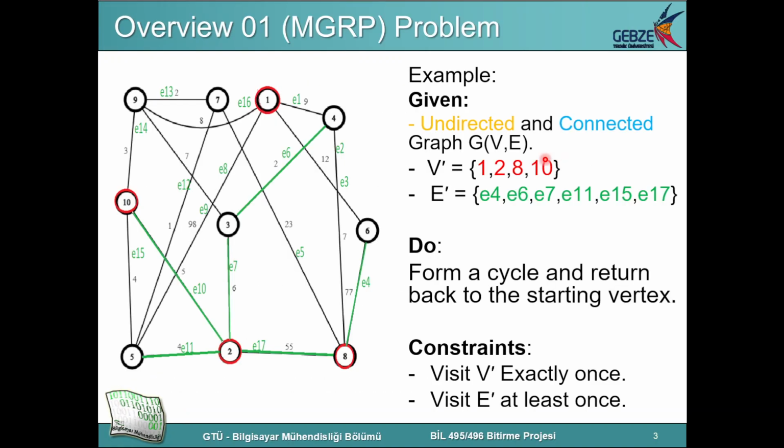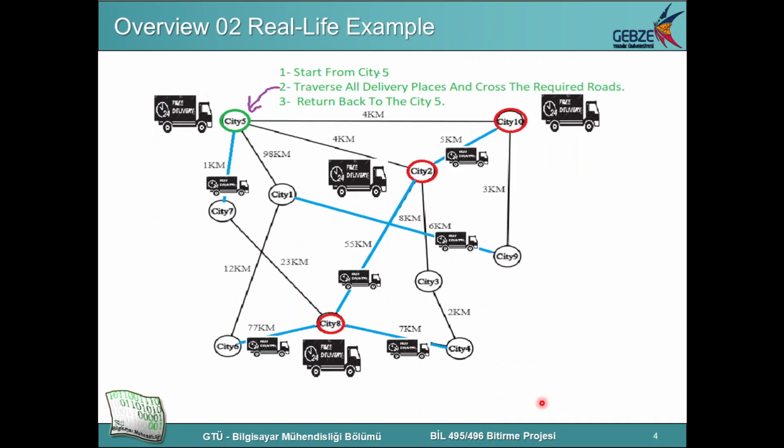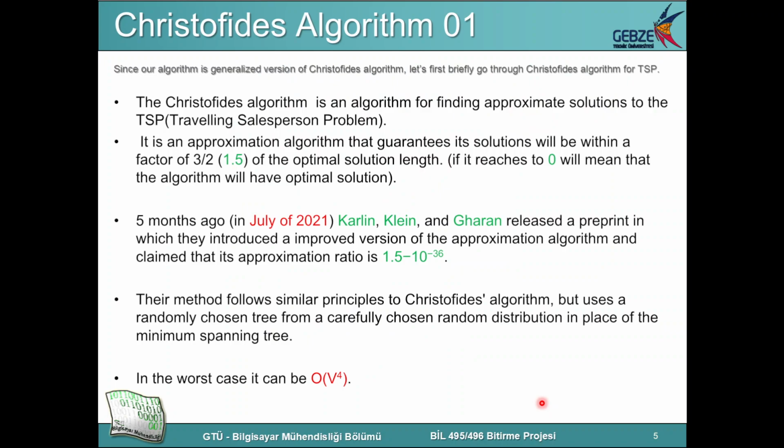As an overview, we are given an undirected and connected graph G, and V prime, which is a subset of vertices in G, and E prime, which is a subset of edges in G. We are required to form a cycle and return back to the starting vertex in such a way that we will visit each vertex in V prime exactly once and each edge in E prime at least once. This is a real life example.